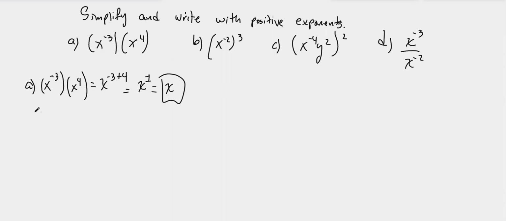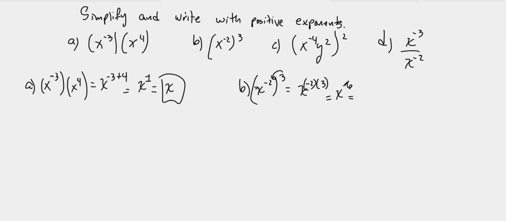Now let's take a look at letter B. This is x to the power of negative 2, and that's being raised to another power, 3. Well, we know that when a power is raised to a power, you multiply. So we have x to the power of negative 2 times 3. When you have a power raised to another power, you distribute that power to the other powers. So negative 2 times 3 is negative 6.